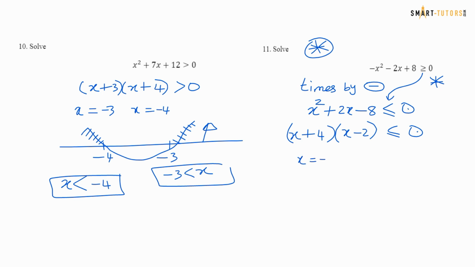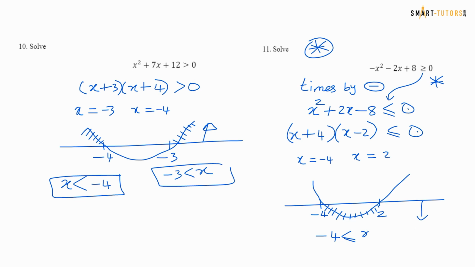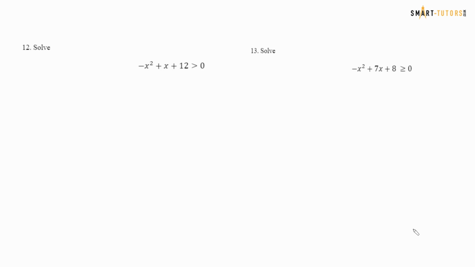x equals minus 4, x equals 2, and the number line says minus 4 here and 2 here, and it's a happy face graph. A happy face graph means it's below, and below means it's less than, this portion. So minus 4 less than or equal to x less than or equal to 2. So this is the final answer for question number 11. Question number 12, same technique I'm going to use, negative timesing.